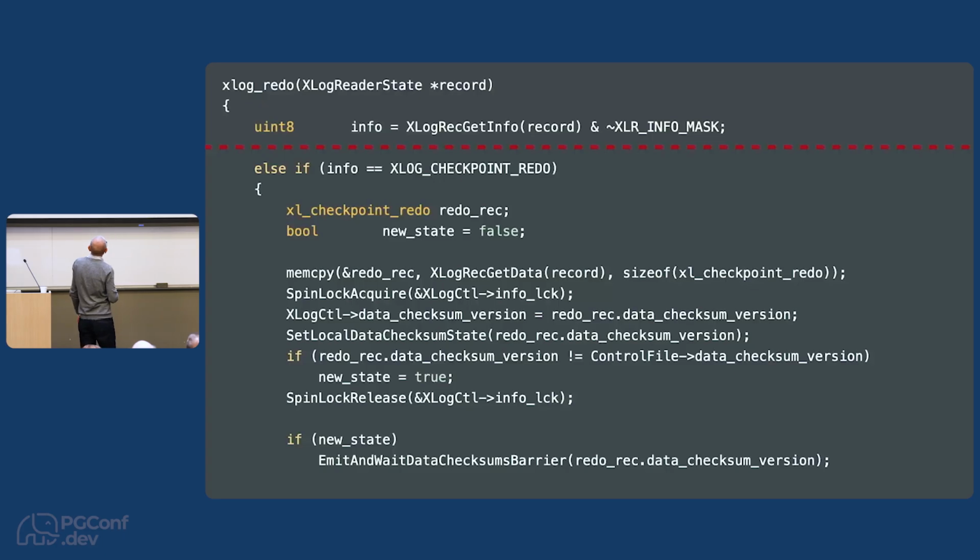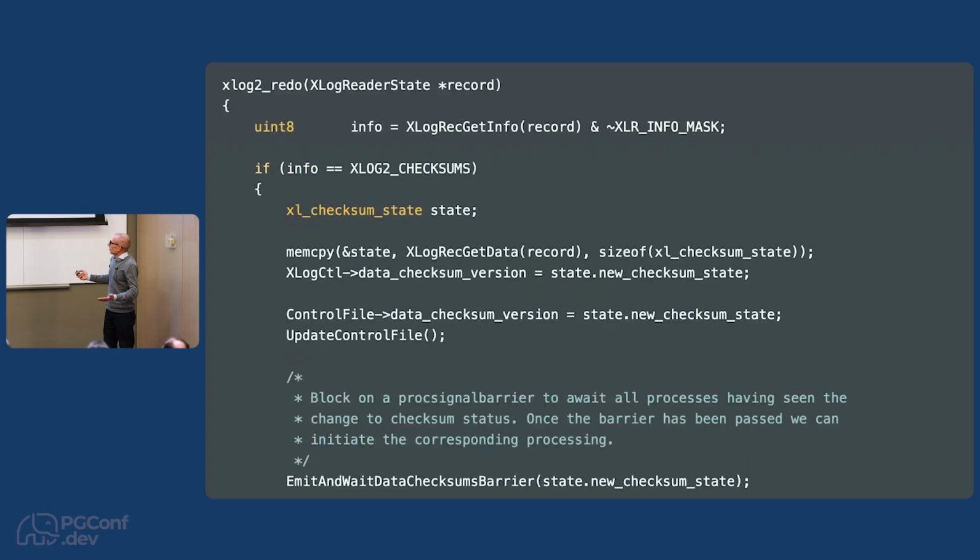So I've trimmed this down a bit for size because xlog.c is about 5 million lines long. But essentially, this is what happens. During redo, if we find a checkpoint record, we're going to copy the checksum version from shared memory into local memory. And if that turns out to be a new state compared to what the control file said, guess what? We're going to change the state of the cluster. We're not going to trust the PG control file. And the same thing during redo, then when we actually hit the checksum record for changing the state in the WAL stream, again, changing the state and updating shared memory.